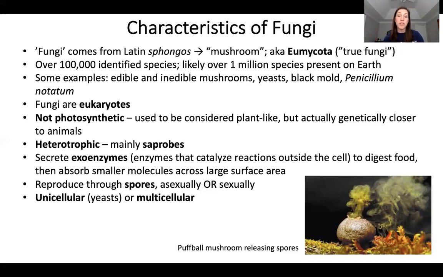So reproduction, fungi use spores. They can do so asexually or sexually, meaning they produce spores. In some cases, those spores will just grow into another whole organism. In other cases, the spores will germinate, and then those structures will find a mating type and join up with that and go through a whole process of sexual reproduction. So it can use either way, but always through spores.